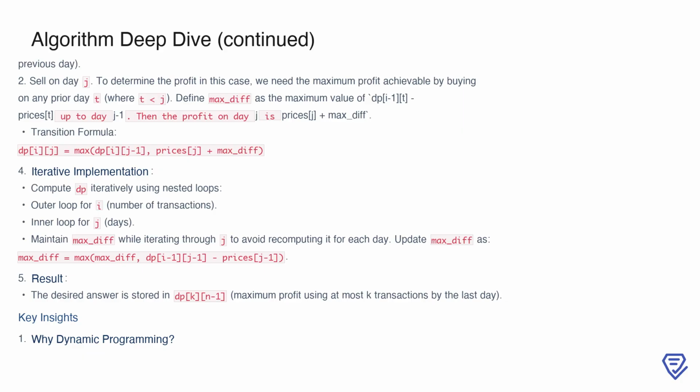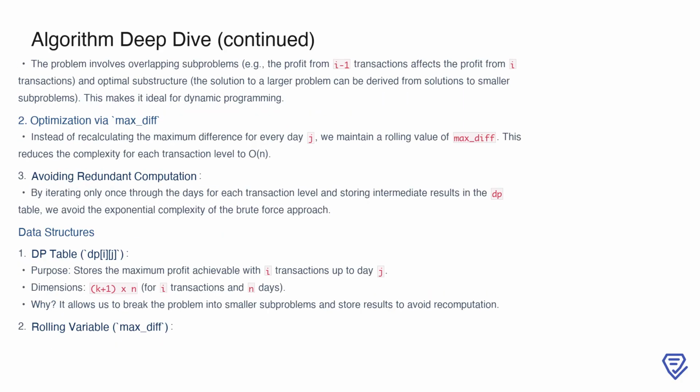Once we compute all the values in the dp table using nested loops, where the outer loop iterates over the number of transactions and the inner loop iterates over the days, we can find the desired result stored in dp[k][n-1], which represents the maximum profit achievable using at most k transactions by the last day. Dynamic programming is an ideal approach for this problem because of its overlapping subproblems and optimal substructure. For example, the profit from i-1 transactions directly impacts the calculation for i transactions, making it essential to build on previously computed results.